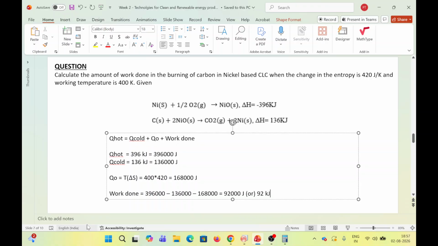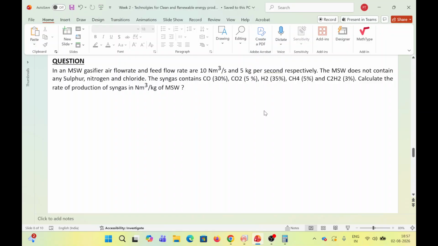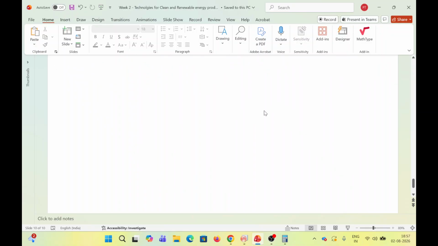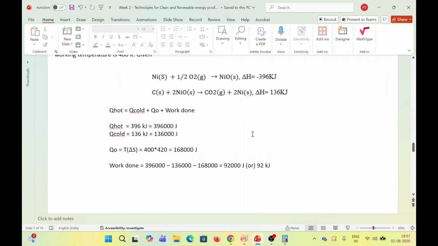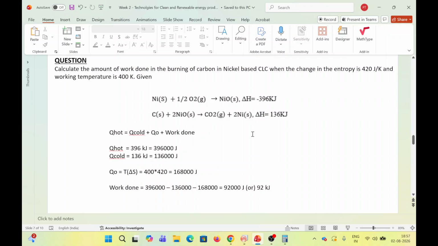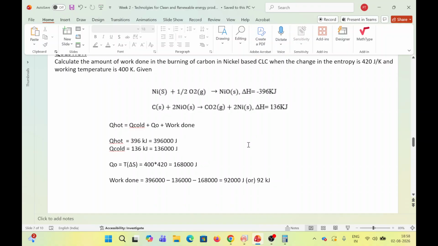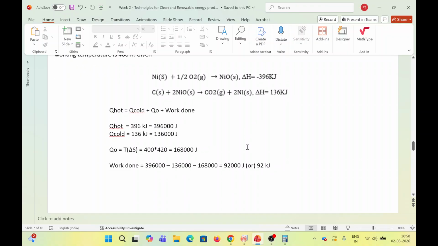Okay, then I think, shall I move forward? We will solve one more problem. Depending on the time, let's see, one or two problems also we can solve. So I think I can move forward, right?